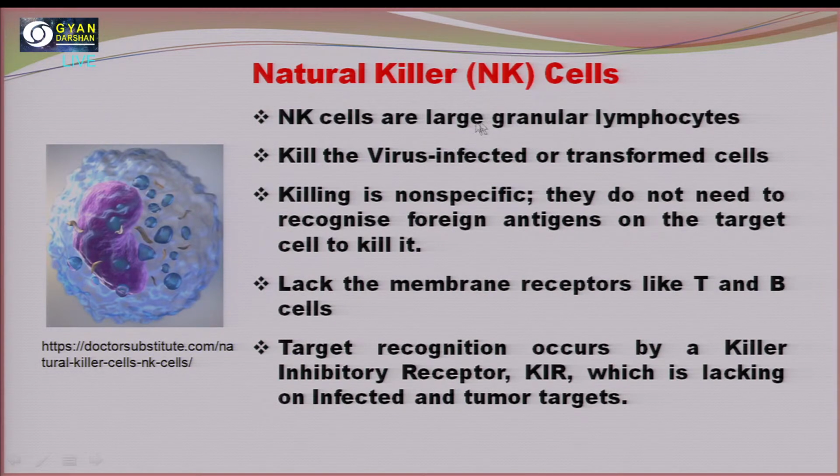Another is the NK cell. NK cells have large granules, as you can see here. They are a particular type of lymphocyte, and they kill virus infected and transformed cells, with non-specific killing. Basically they destroy pathogens non-specifically; any pathogen can be killed by the NK cells. They lack membrane receptors like T and B cells, and target recognition occurs through the killer inhibitory receptors, known as KIR receptors. With the help of KIR, they are able to recognize the infected or tumor target.